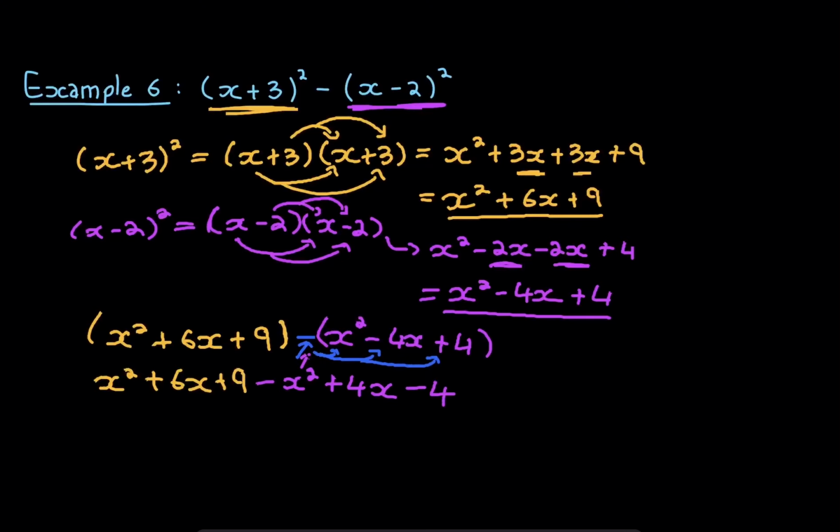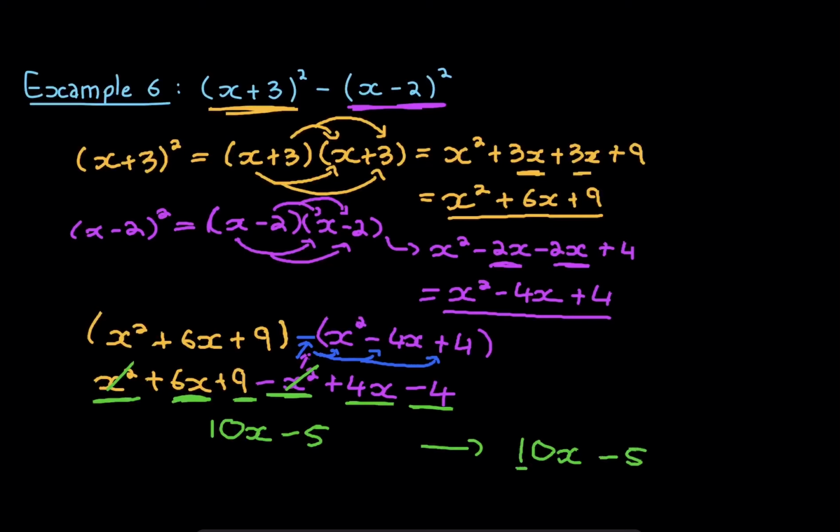All right, let's collect like terms. You get x squared and x squared being like terms, x squared minus x squared is 0, so we can cancel them out. Then you get 6x plus 4x, which will give you 10x. And then 9 and -4. So 9 minus 4 will give you 5. So your answer is 10x plus 5. Imagine all of that just for this.